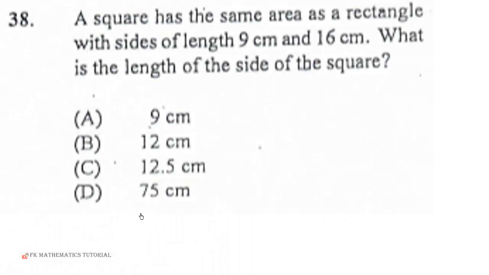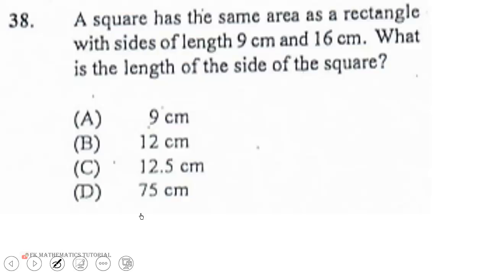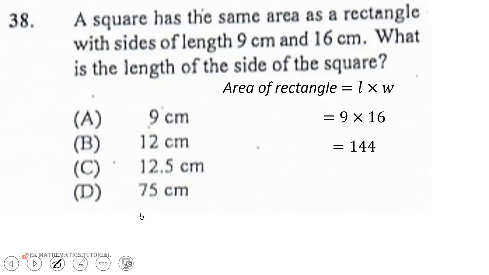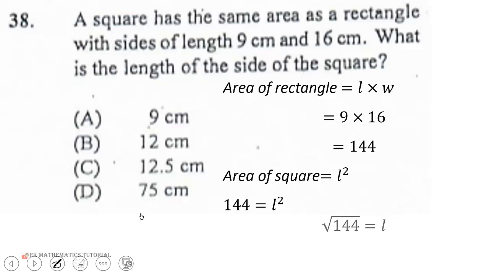Item 38. A square has the same area as a rectangle with sides of length 9 centimeters and 16 centimeters. What is the length of the side of the square? So the area of the rectangle is length times width. That will be 9 times 16, which is 144. The area of the square is L squared. So L squared is equal to 144. The square root of 144 is 12 centimeters.